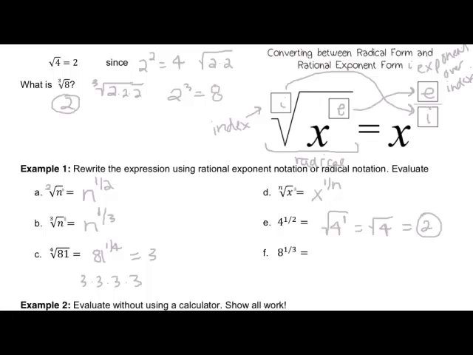Part F, we have 8 to the 1/3 power. Again, 1 is our exponent, so we have 8 to the first power. And the denominator is our index, so that's going to be the cubed root of 8 to the first power. So this is the cubed root of 8. Again, we want to think of this as what number are we going to multiply 3 times to get 8? And that's going to be 2 as well. So again, we can flip back and forth between radical and exponent form in order to simplify expressions.